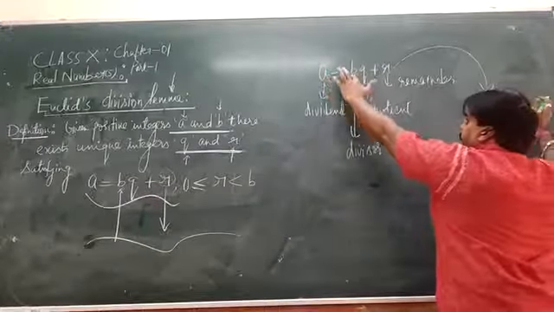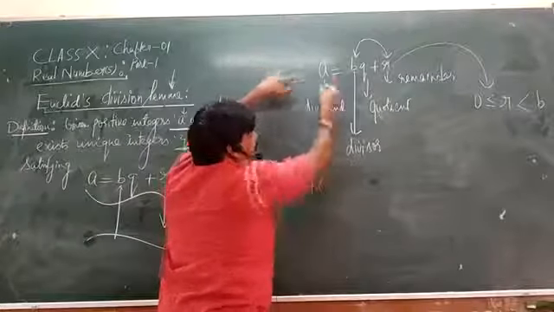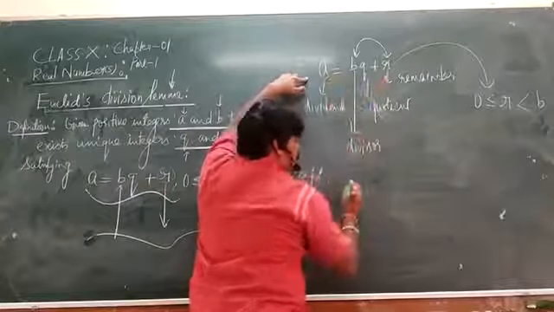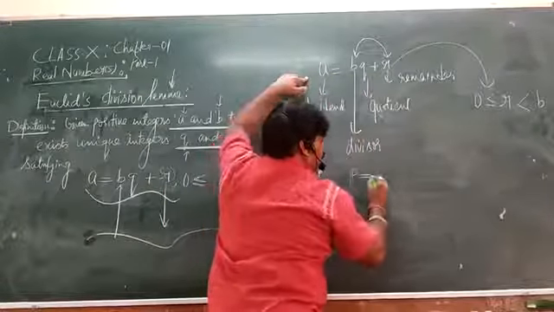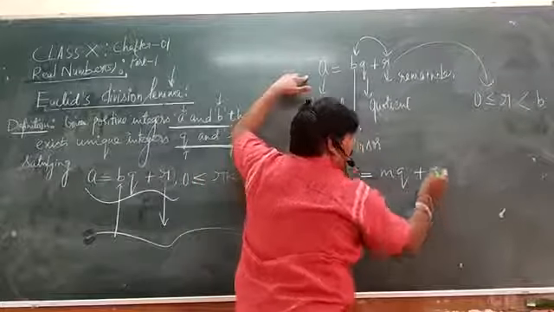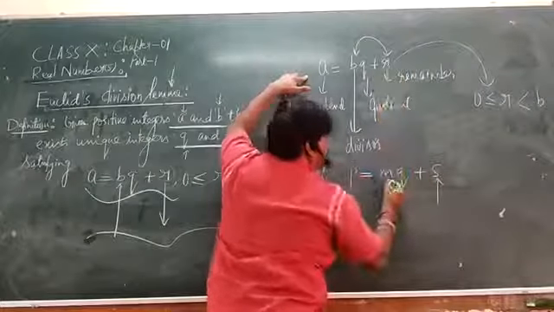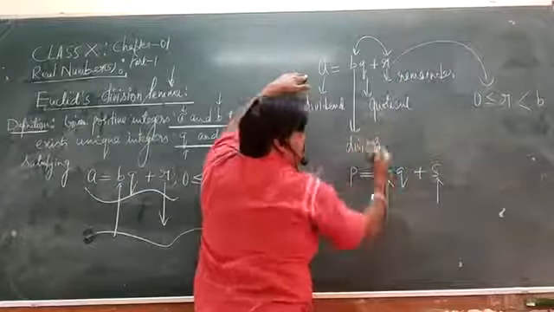Instead of a is equal to bq plus r, they may write p is equal to mq plus s. Then they can ask what is the relation in this one. So here s is at the place of the remainder and m at the place of the divisor. So what will be here? s will be less than m, but greater than or equal to 0.